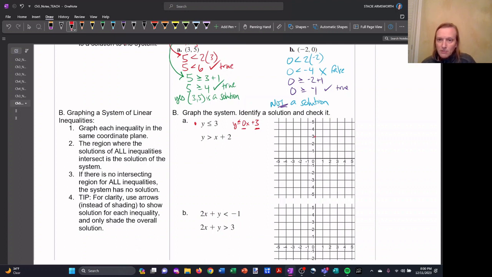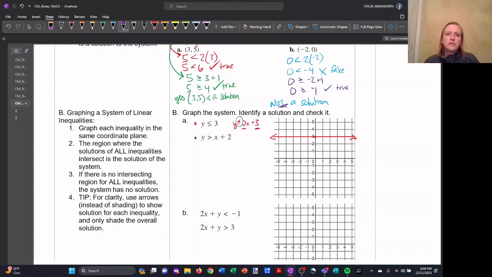So the y-intercept is up here at 3, and there's 0 slope, which means I have a straight horizontal line here, like this. And notice that I drew a solid line here. My solid line is because there is an equal sign in this inequality. That means points on the line are part of the solution set. Points on the line are solutions to this inequality.